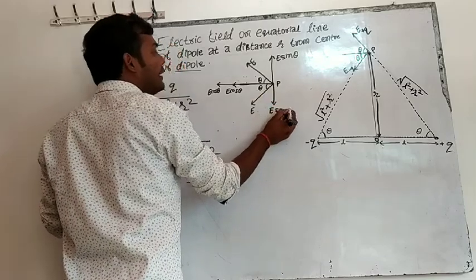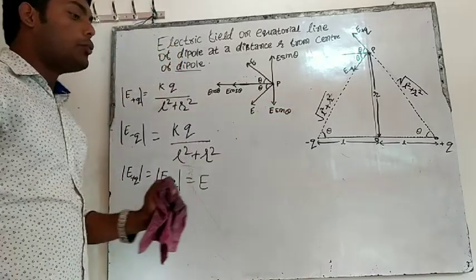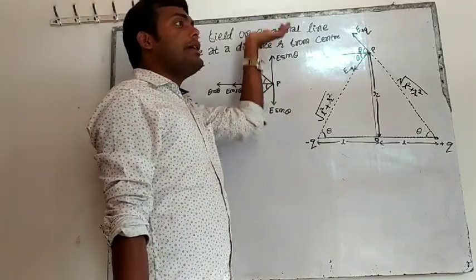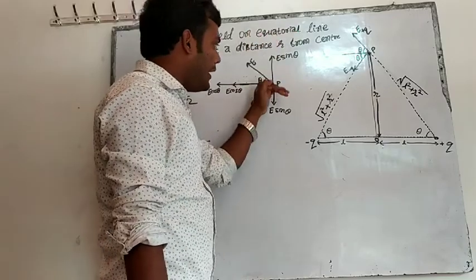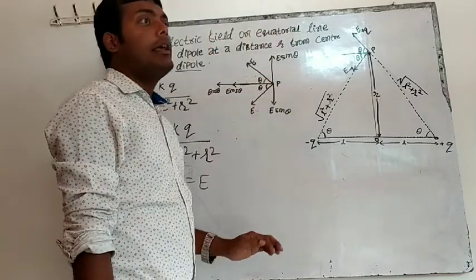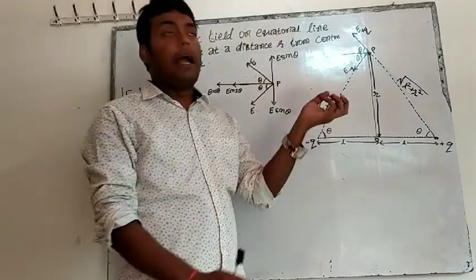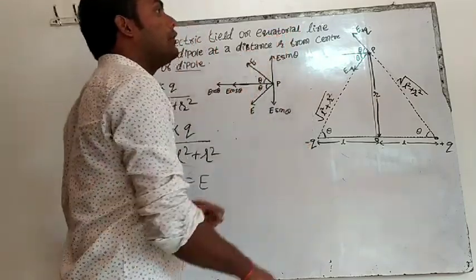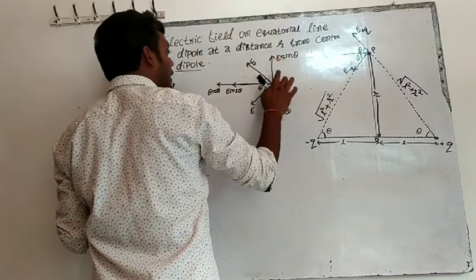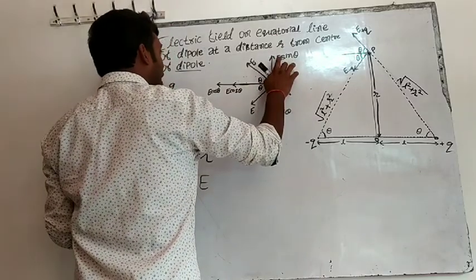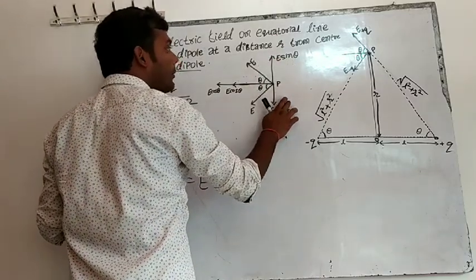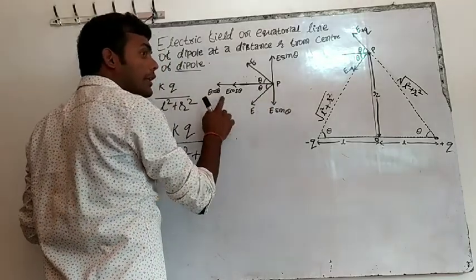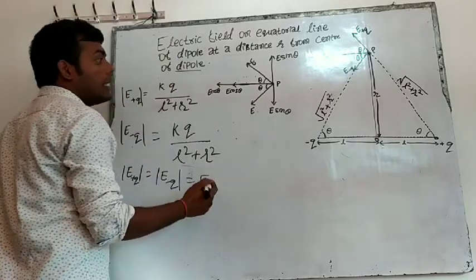Now we have to notice one thing here: in the y direction, one E sin theta is in the upward direction and one E sin theta is in the downward direction. We know that if 5 Newton acts upward and 5 Newton acts downward, then they cancel. That means the net resultant force in the y direction will be 0, but there will be a net resultant force in the x direction. So what will be the net resultant force in the x direction?